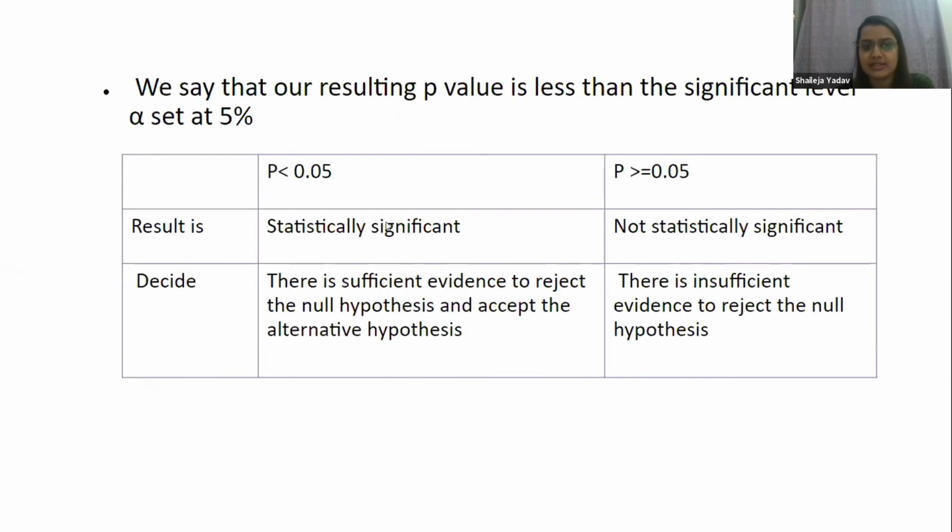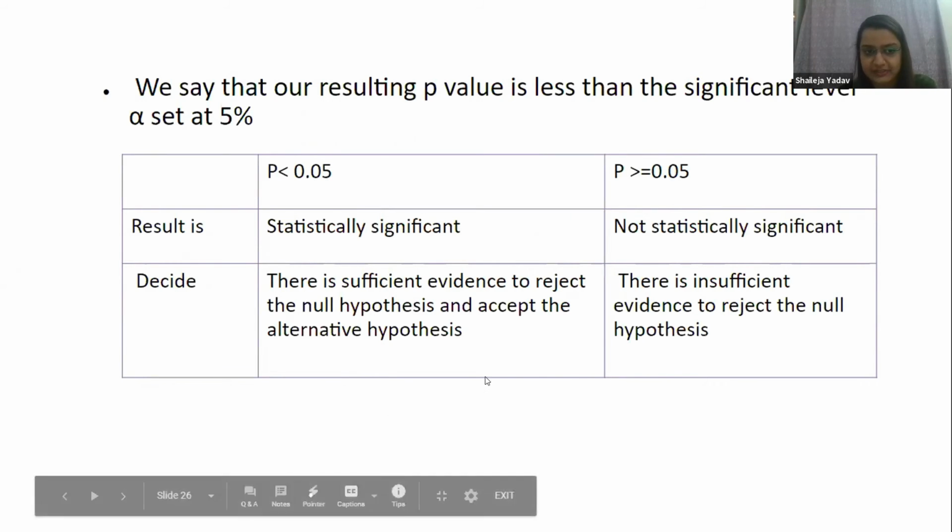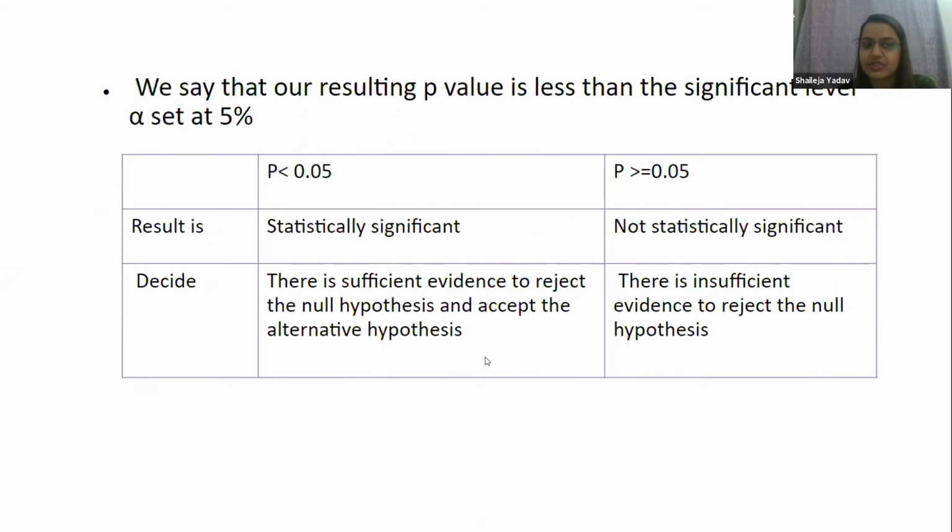So usually this is how we interpret the results. If the p-value is less than 0.05, then the results are statistically significant. If it is more than 0.05, then the results are not statistically significant. Statistically significant results essentially mean that there is sufficient evidence to reject the null hypothesis and accept the alternative hypothesis, and not statistically significant results mean that there is insufficient evidence to reject the null hypothesis.